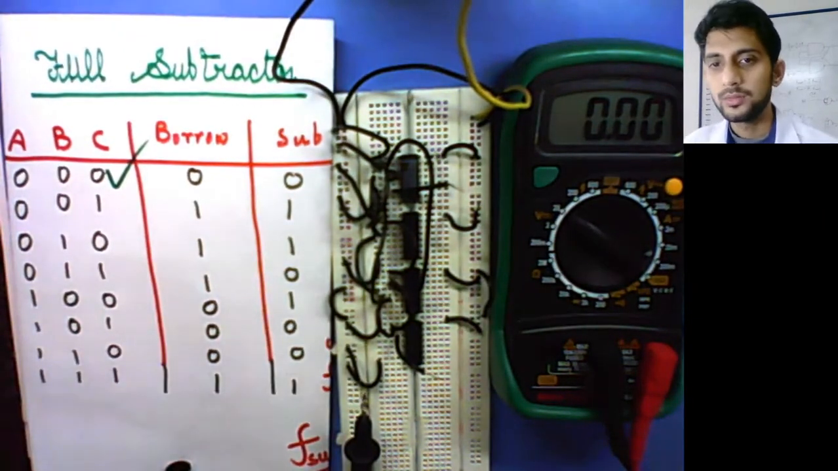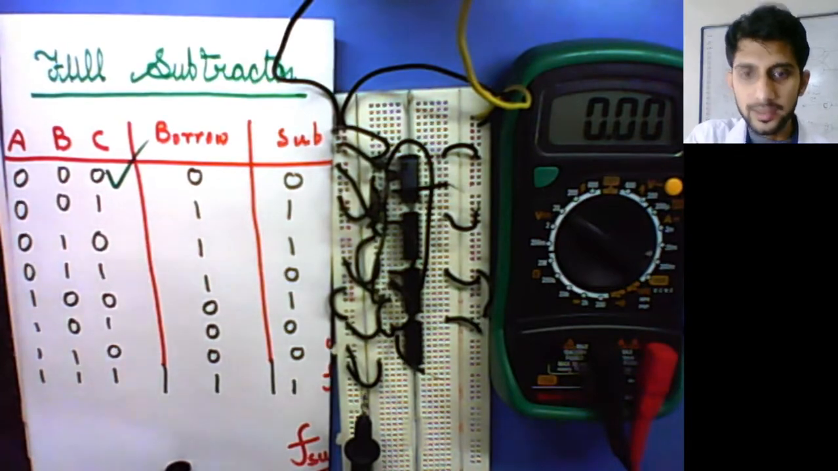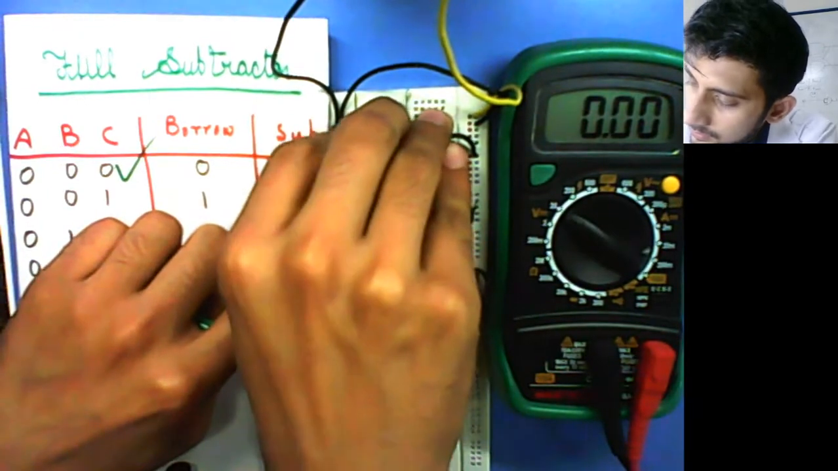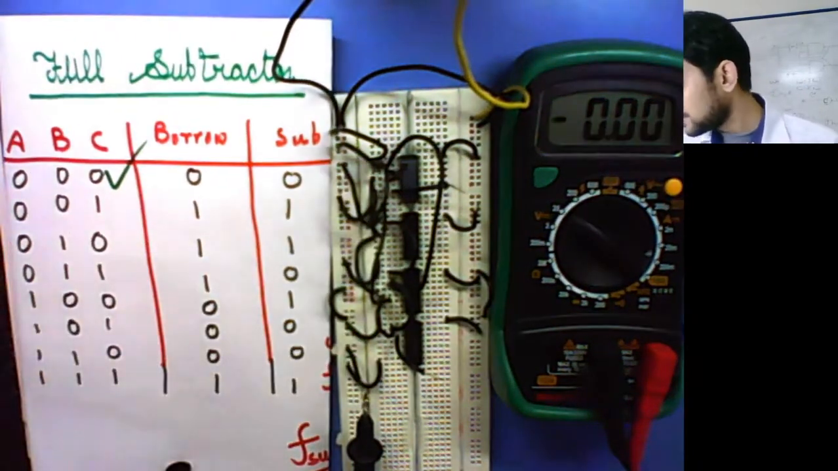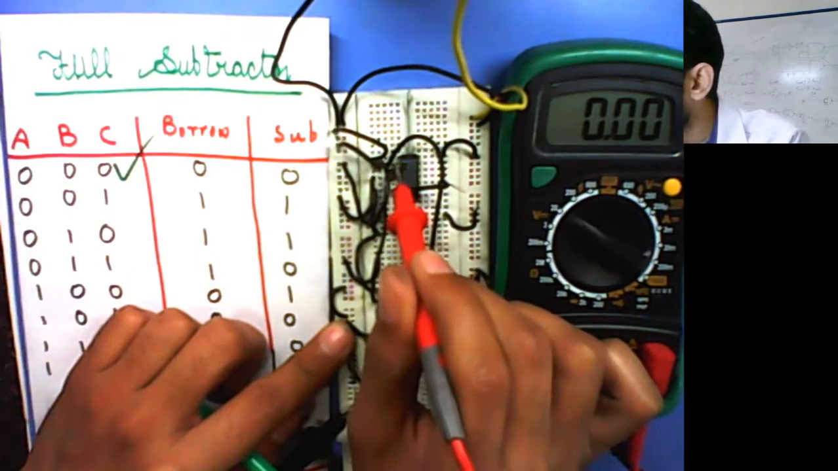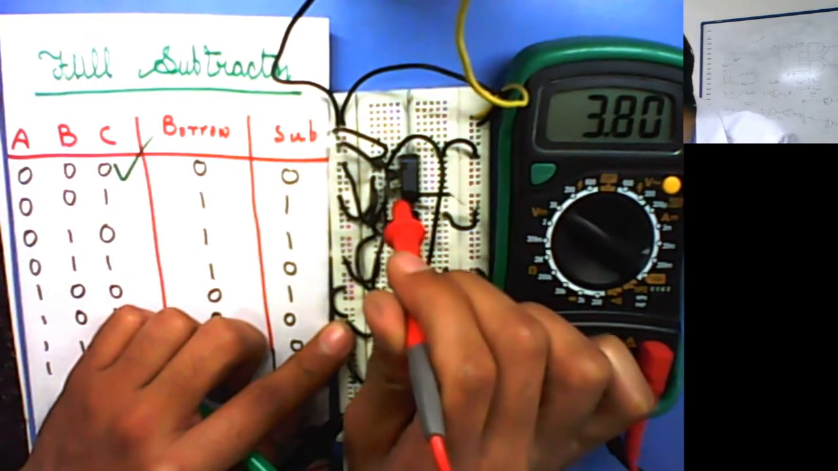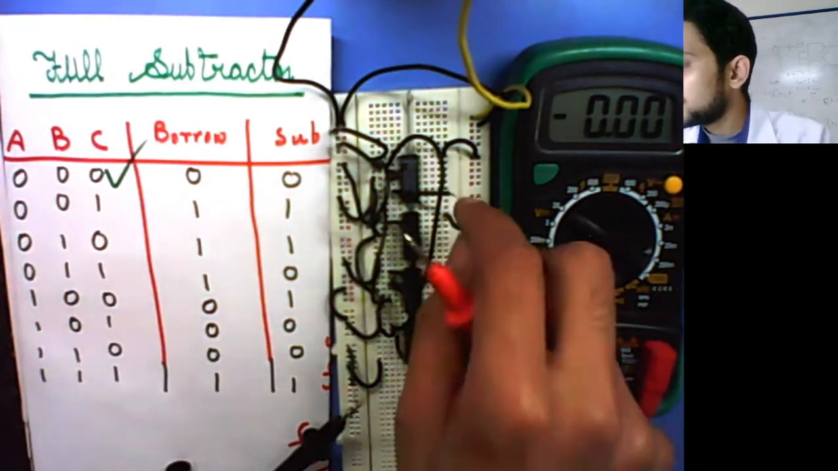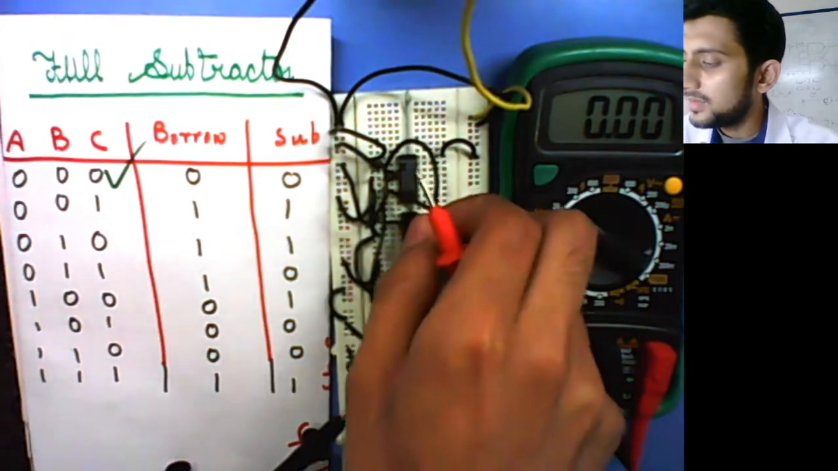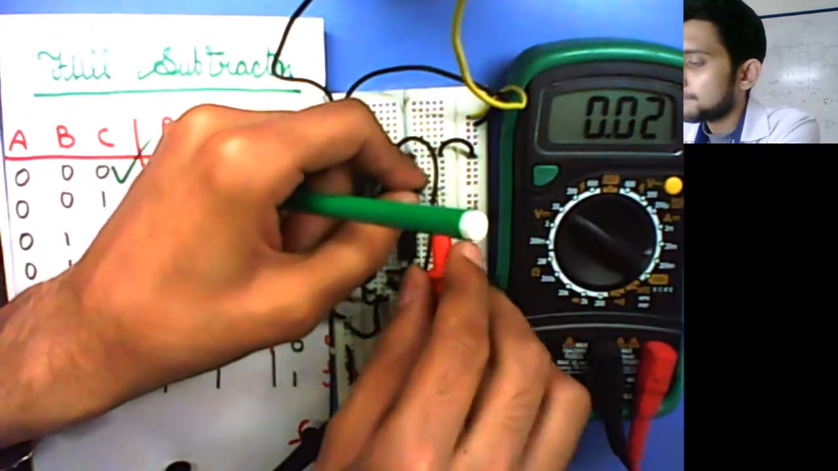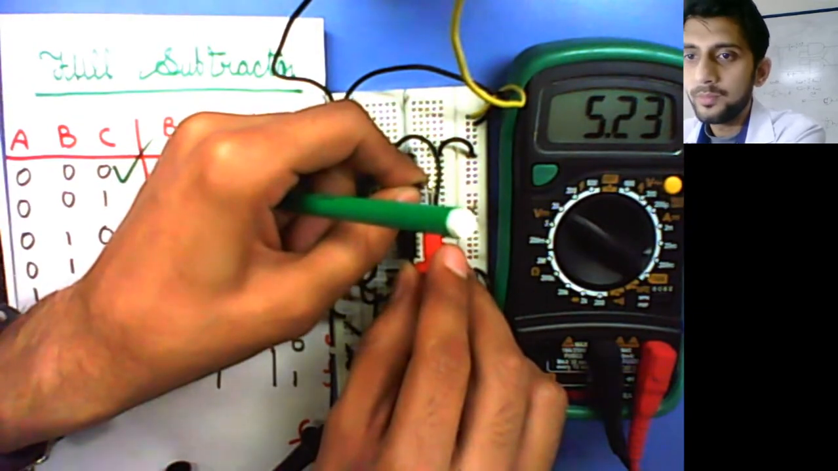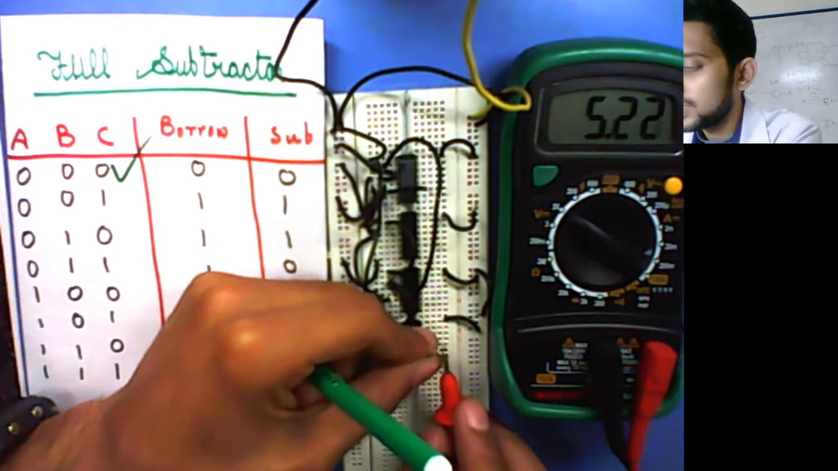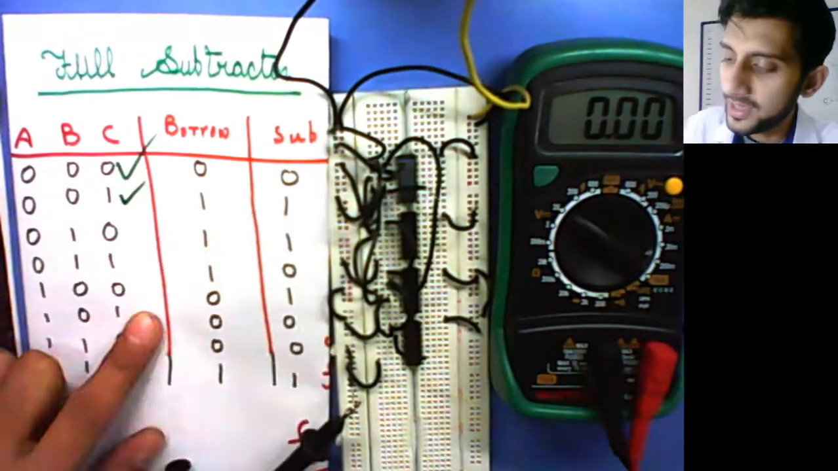All 0, it's 0. Now I will give only the last input as 1. My C to be 1. Okay, so I have fixed my last input to 1. Let us check. A is 0, B is 0, and where is C? C is somewhere there. So C is 5.23, means I have made my last input to be 1. Let's check what is going to be the output. F sub is 5.23 and F borrow should also be nearly 5.23. So you see, we want 1 and 1. So this is also verified.